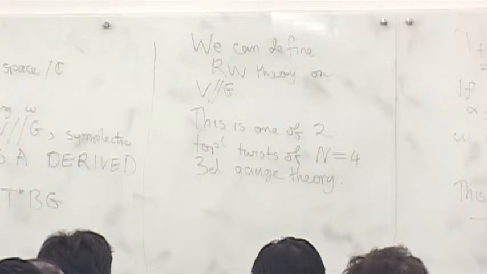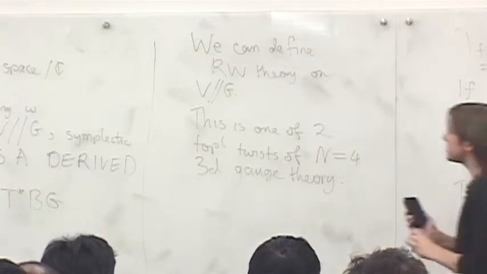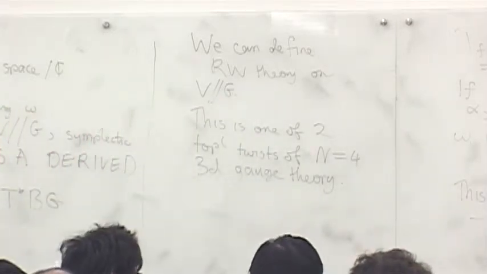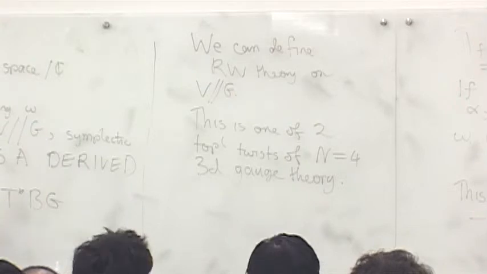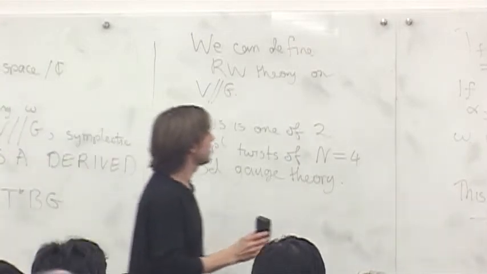When you say T star BG, that's really the cotangent bundle, not the odd cotangent bundle? No, it's really the cotangent bundle, because you want to get something ordinary symplectic. Oh, yeah. But because the tangent bundle of BG is in degree -1, the cotangent bundle will be in degree 1.